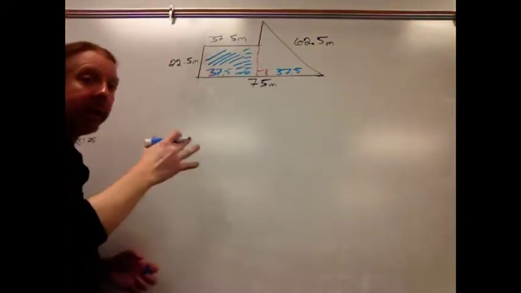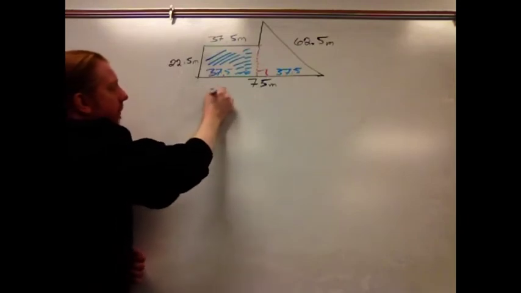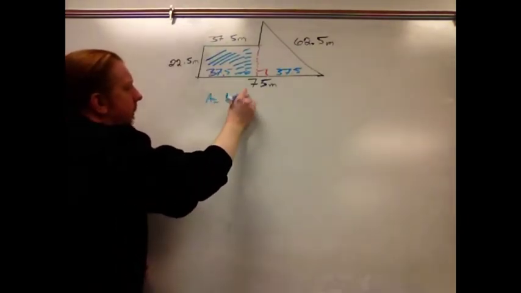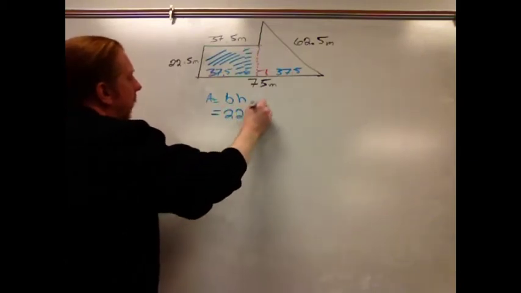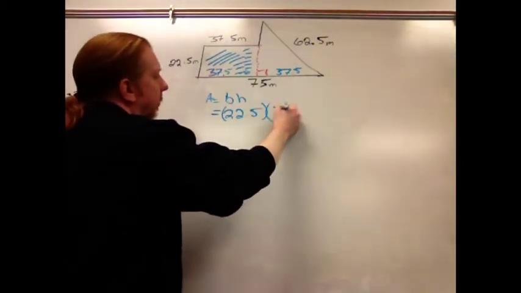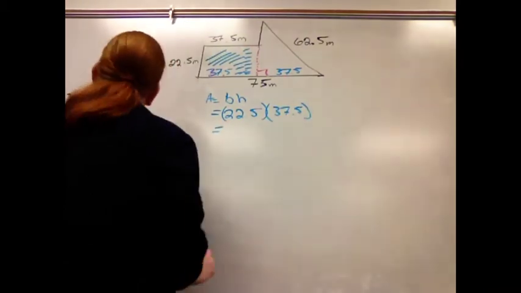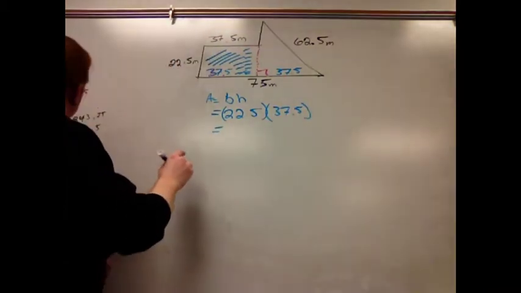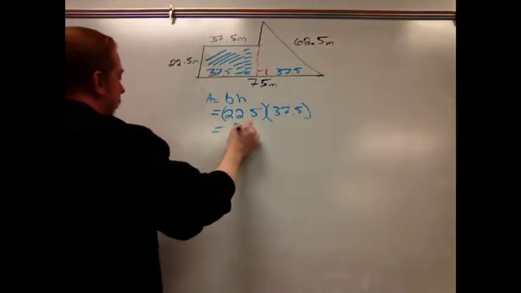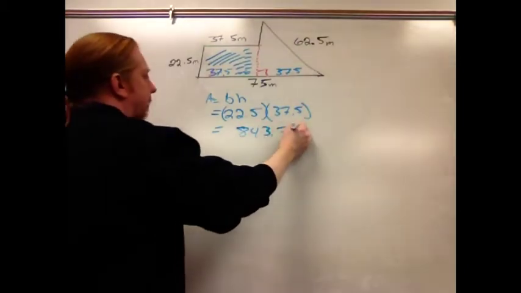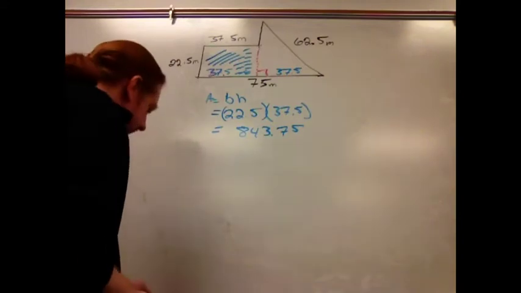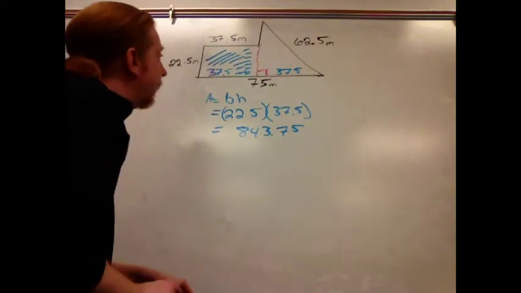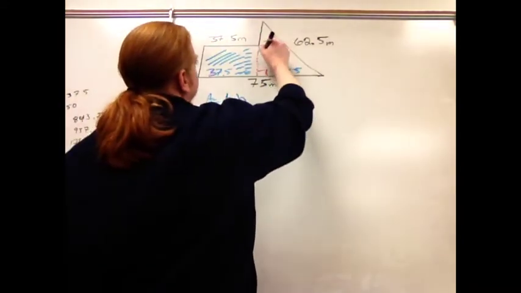The area of any rectangle I know is going to be base times height. And that's going to be 22.5 times 37.5. And that area is going to be 843.75. The next step I need to look at has to do with coming up with the area of this triangle here.